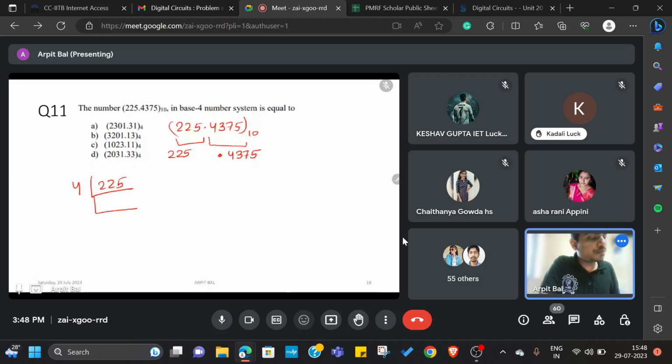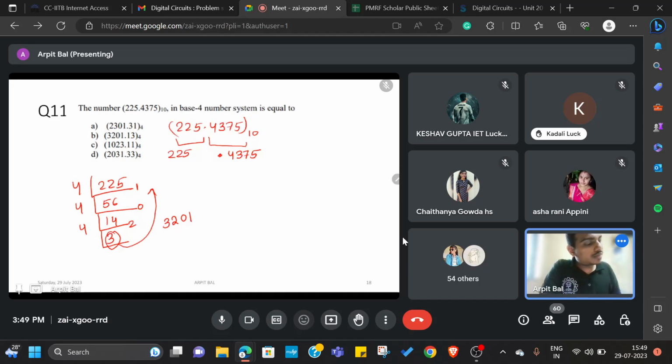So we will have 4 into 56, so it will be 224, and the remainder will be 1. Okay, so again dividing it by 4, so 4 1 is 4, 4 4 is 16, yeah, this is correct. So we won't have a remainder here, and we again divide with 4, then we will have 3, and the remainder will be 2. Okay, so as we see, 3 is less than 4, so we will stop here. So now what we can do is we need to proceed backwards, so it will be 3201. Okay, so 3201 is the integer part.